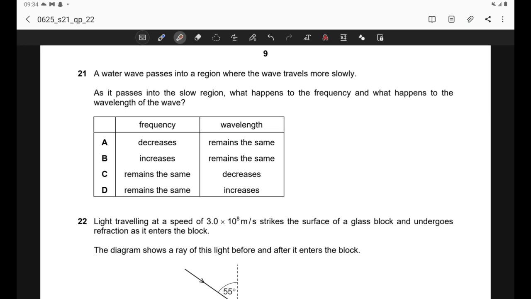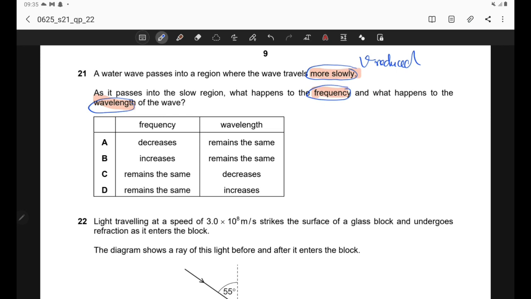Question 21. A water wave passes into a region where the wave travels more slowly. As it passes into the slow region, what happens to the frequency and what happens to the wavelength of the wave? So in this question, a water wave which started to move more slowly, that means its speed has reduced, velocity reduced. In this case, what will happen to its frequency and wavelength?